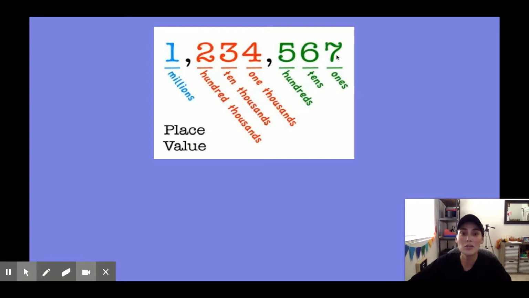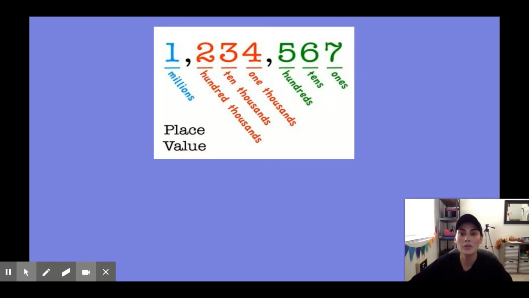Each number has a value. So the 7 digit is in the ones place. The 6 is in the tens, so it's 60 or 6 tens. 5 is in the hundreds, so it's 5 hundreds or 500. 4 is in the thousands place, so it's 4,000. 3 is in the 10,000s place, so that's 30,000. 2 is in the 100,000s, so it's 200,000. And 1 is in the millions, so it's 1 million. So that's one way of identifying place value.